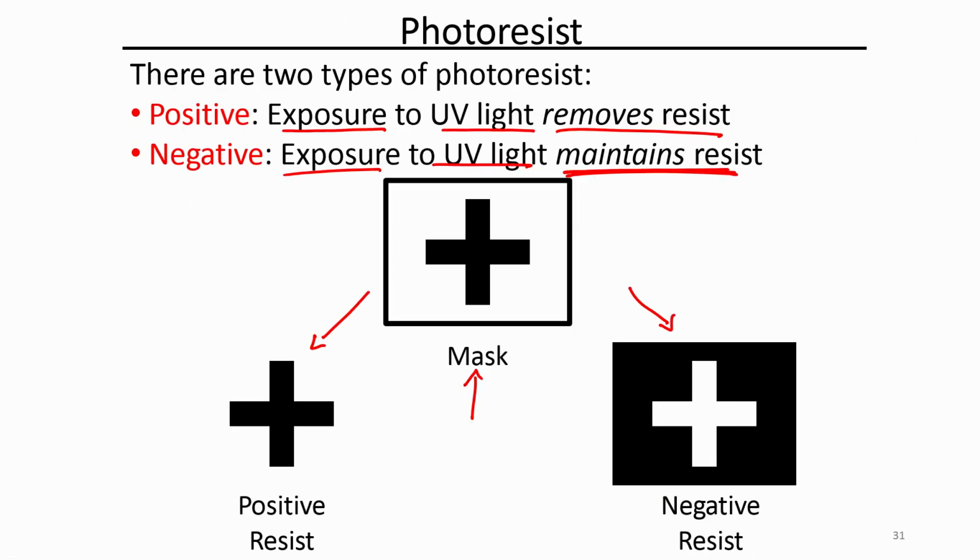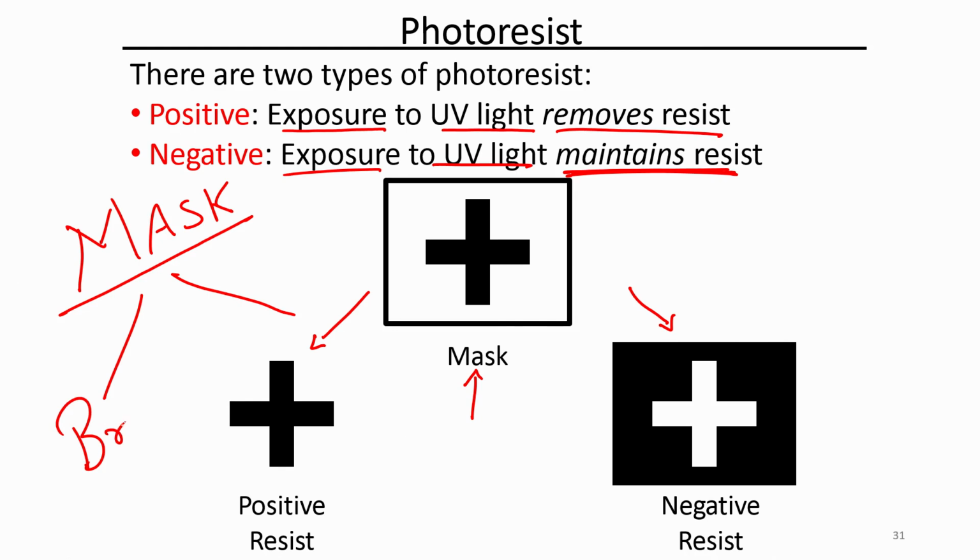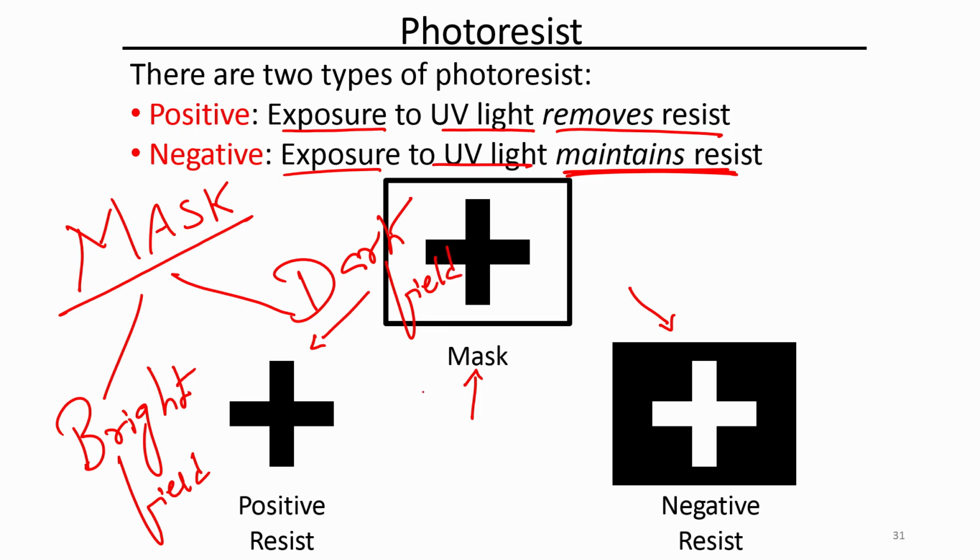So, since we were talking about mask, let us see how the mask looks like in reality. Okay. So, when we talk about masks, a mask can be a bright field mask, it can be a dark field mask. Two types of mask, okay? Bright field and dark field mask. So, let us see how a bright field mask looks like and how a dark field mask looks like.